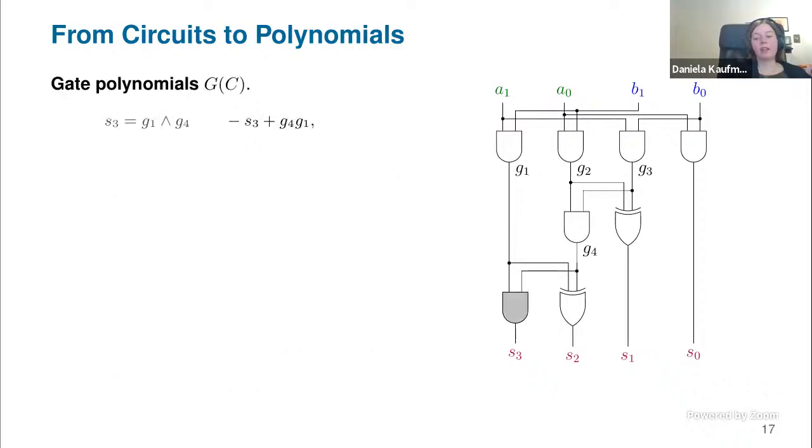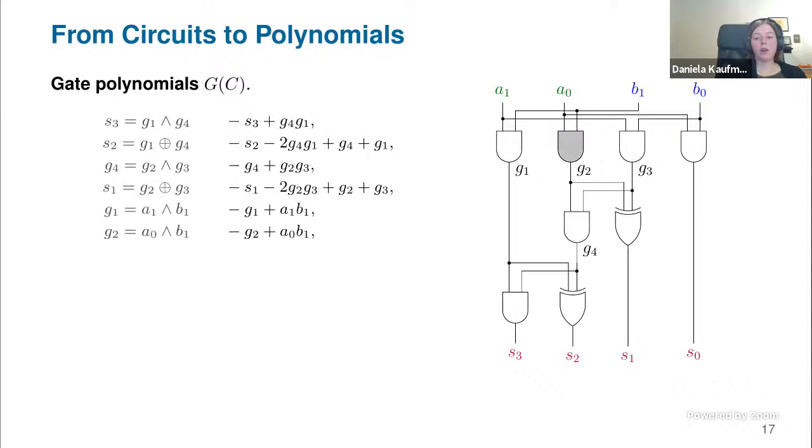Then we traverse through the circuit, and for each gate in the circuit, we write down the corresponding polynomial equation, and we start here with the outputs. Here we have the AND gate with inputs G1 and G4, and since it's an AND gate, we get this polynomial equation. Then we move through the circuit and do this for every gate in the circuit.